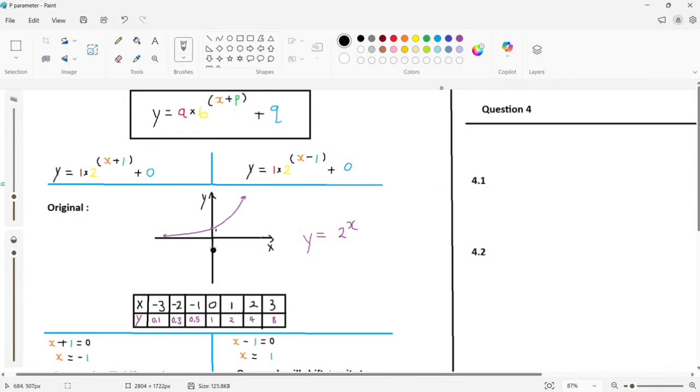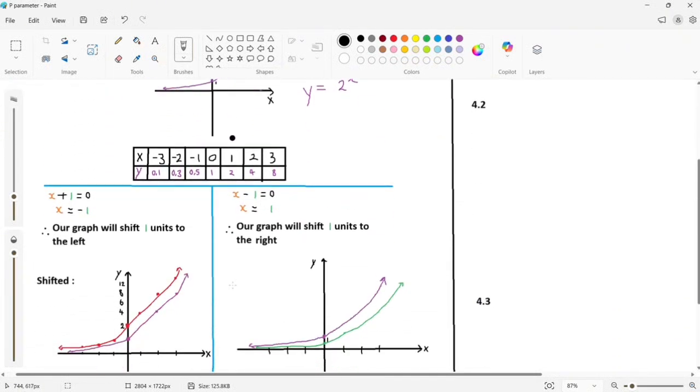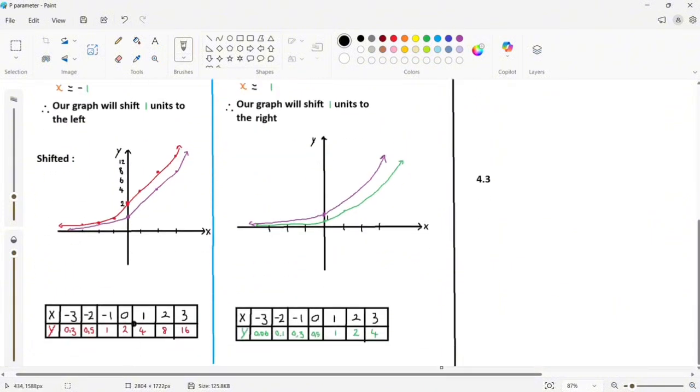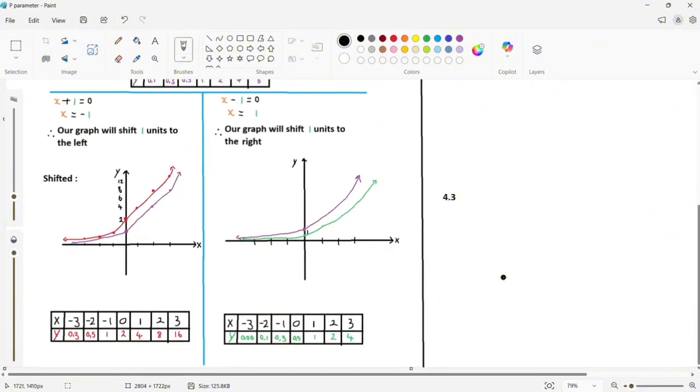So it cuts the y-axis at 0 and 1, okay? And so you can see that when x is 1, y is 2. When x is 2, y is 4. When x is 3, y is 8. Now, what if the graph is shifted 1 to the left? What happens? Look here.